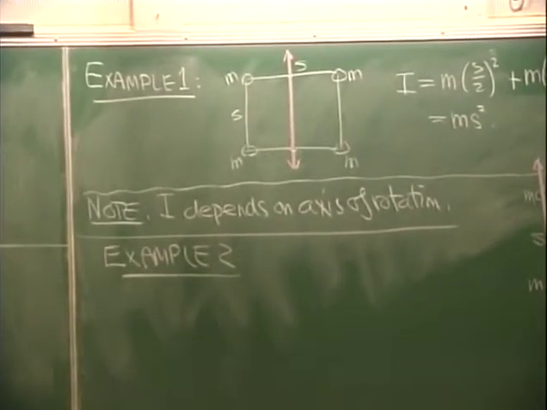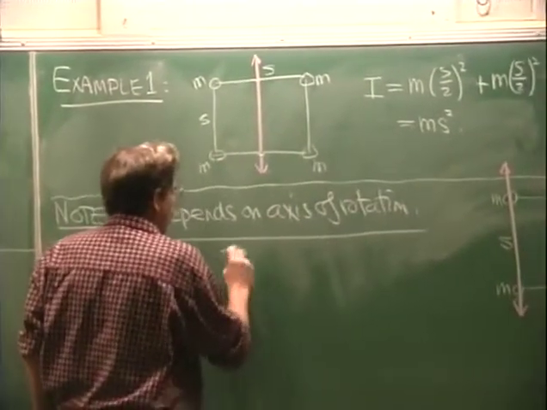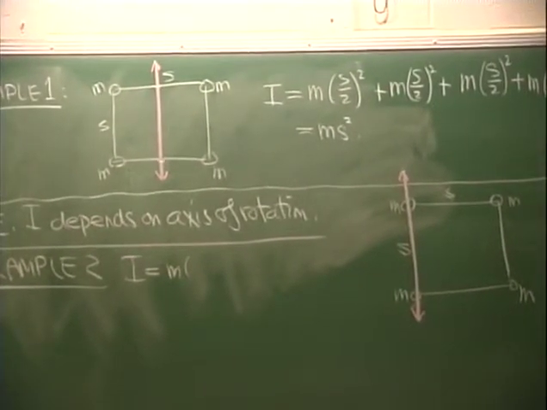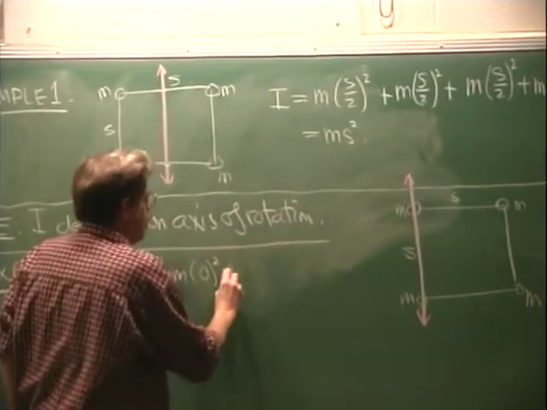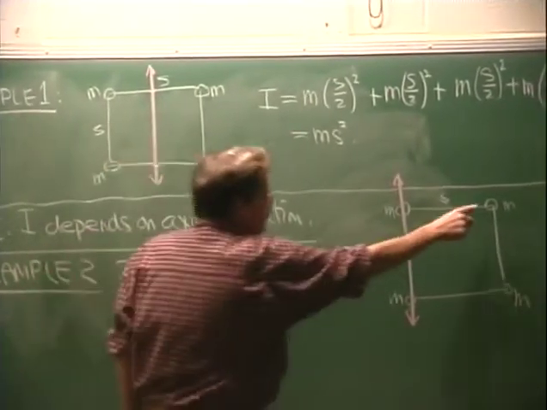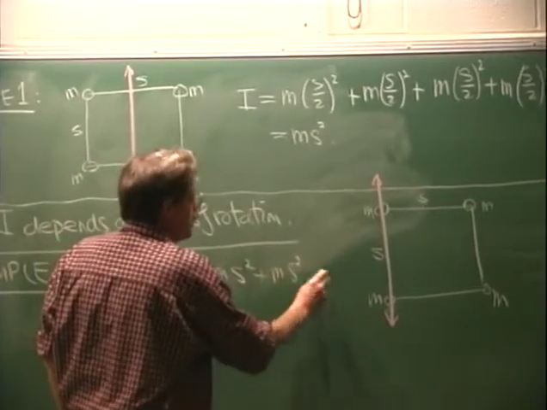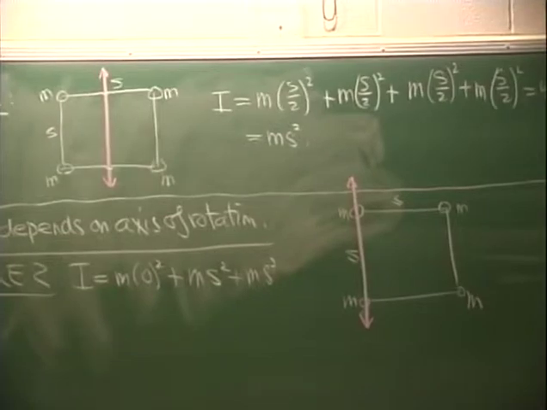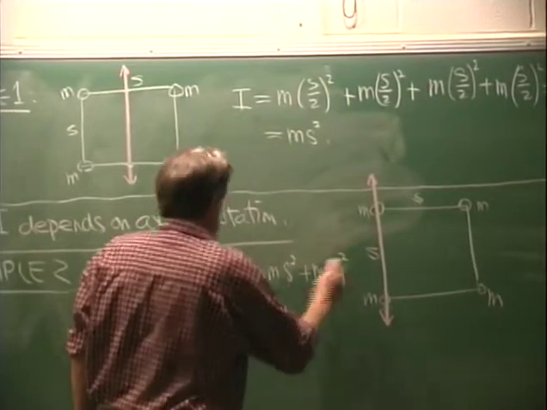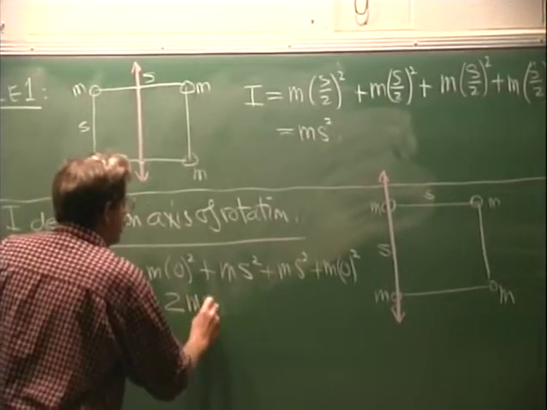Example 2. Well, I've got 4 masses. Let's start here. I equals m times, well, that's right on the axis. R is 0. This one, m times s squared, is all the way on s. This one here, again, m s squared. And the last one, 0. It's right on the axis. So I get m s squared plus m s squared, 2 m s squared.